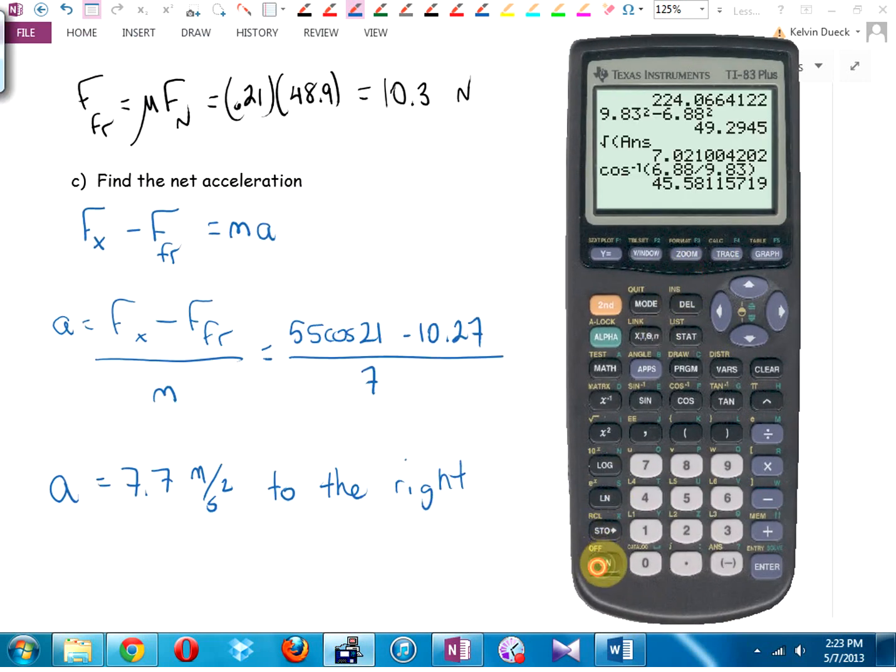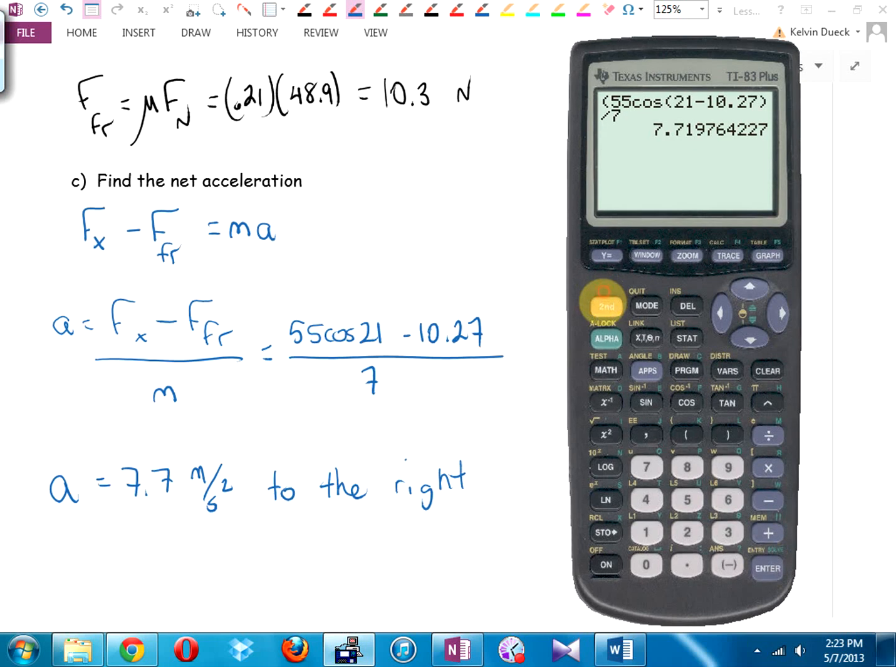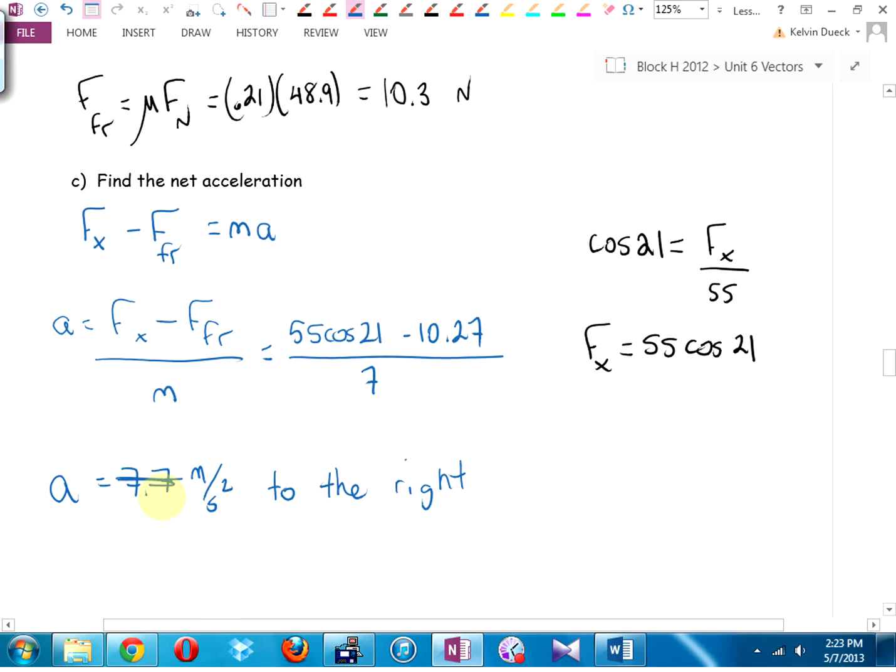Also good review. Yes, birthday boy? Bracket 55 cos 21 minus 10.27. Close bracket divided by 7. Hey, oh, wait a minute. Oh, Dueck. Close your bracket off for the cos. You get 5.87? Yeah. 5.87 meters per second squared to the right.